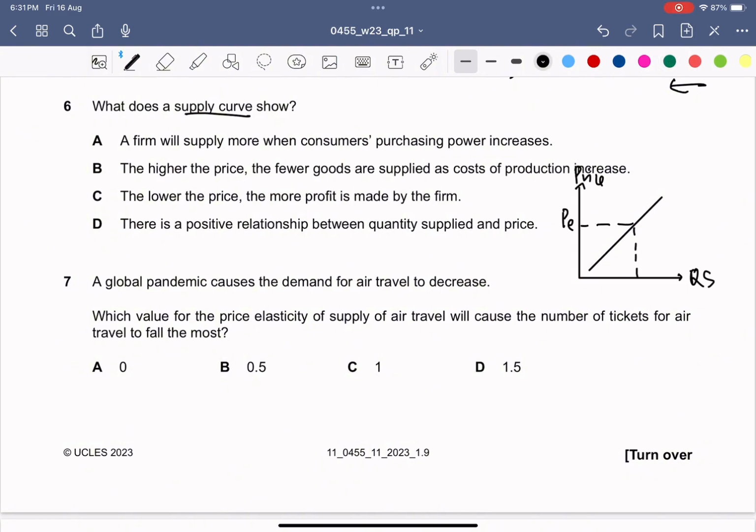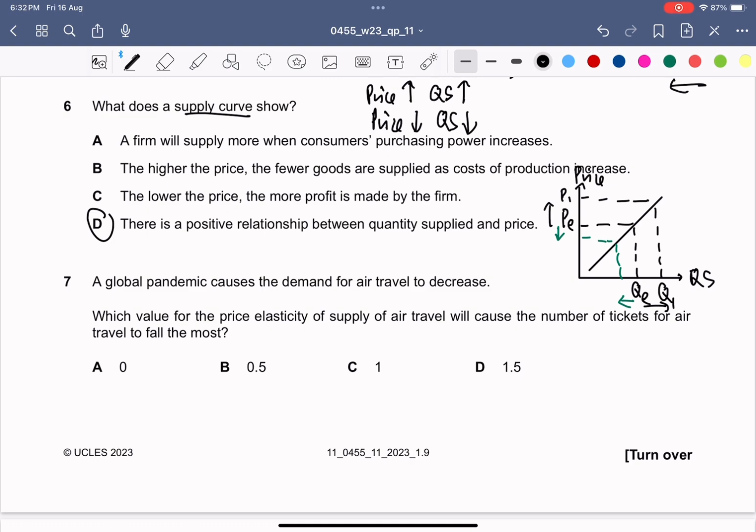So this is the equilibrium price and equilibrium quantity supplied. So when price increases to price 1, quantity also increases to Q1. So this is the general relationship. When price increases, quantity supplied increases, and vice versa. So when price reduces, quantity supplied also reduces. Answer is D.